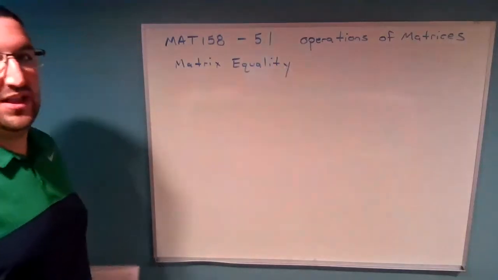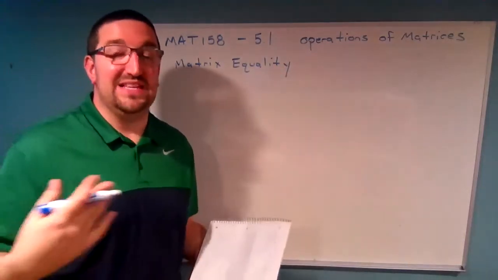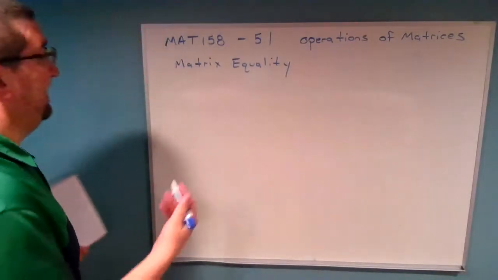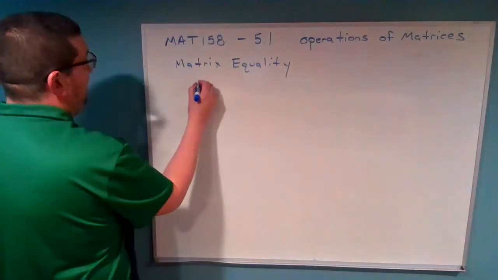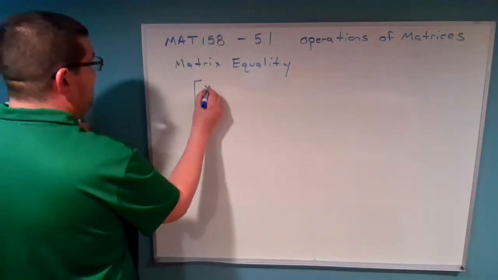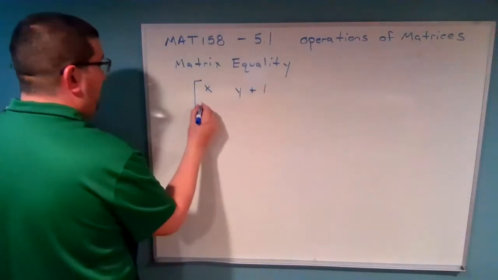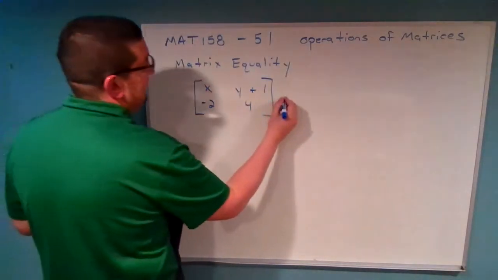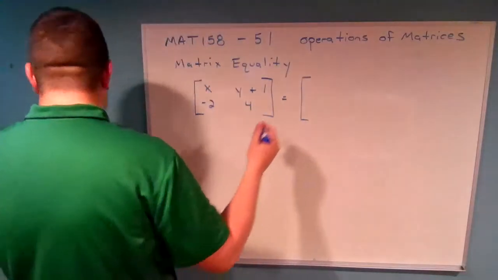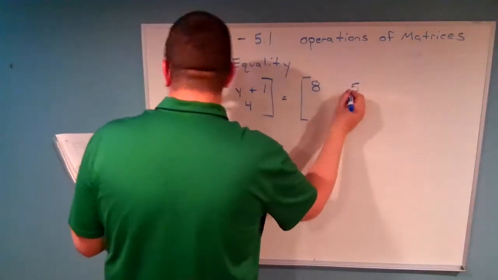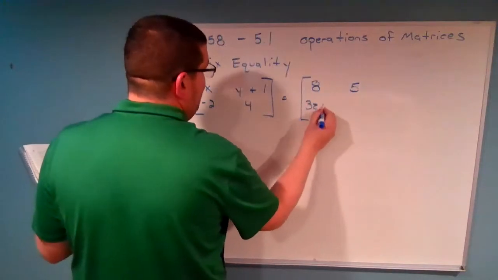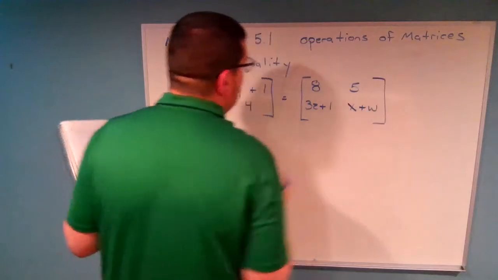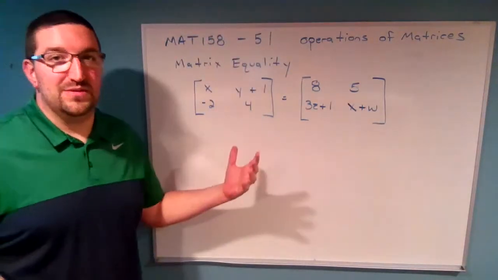For two matrices to be equal, they have to have the exact same dimensions. They have the same rows and columns for them to be equal. So we're going to set up a little problem. We have the matrix x, y plus 1, -2, and 4, and we're going to set that equal to the matrix 8, 5, 3z plus 1, and x plus w. Yes, matrices are allowed to have variables in them.